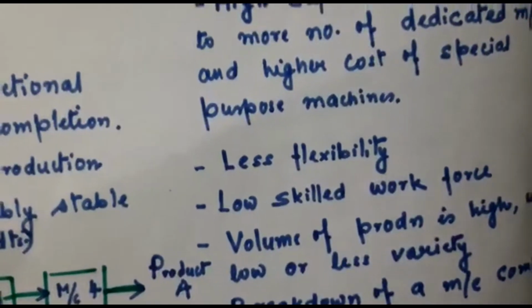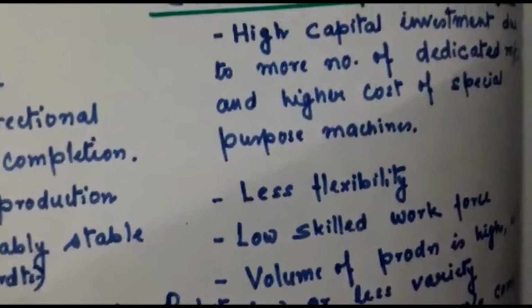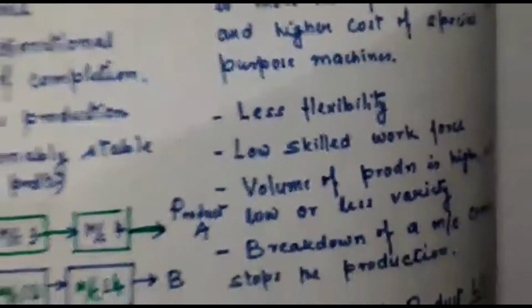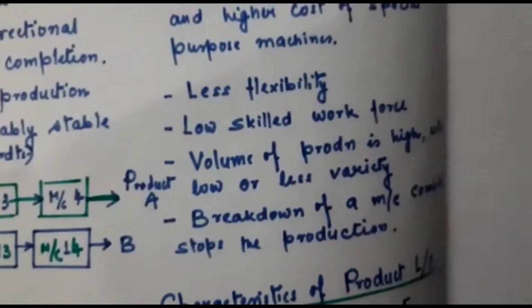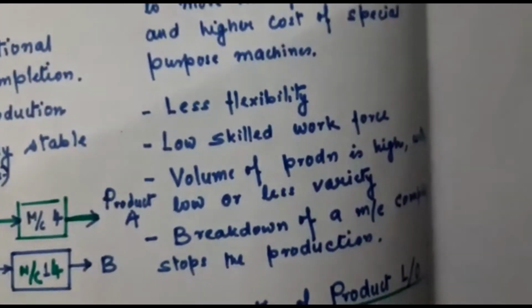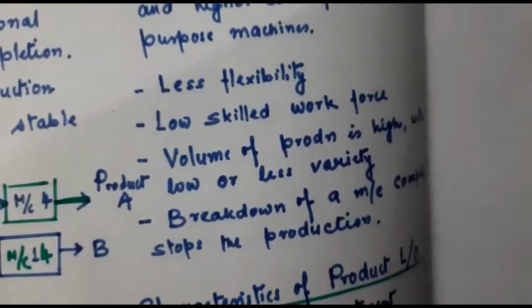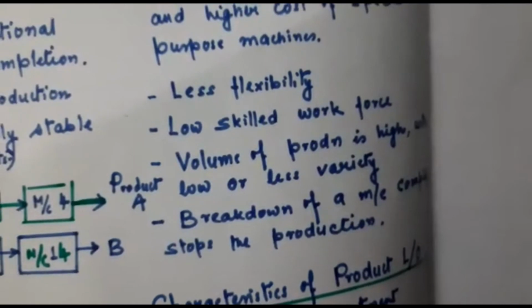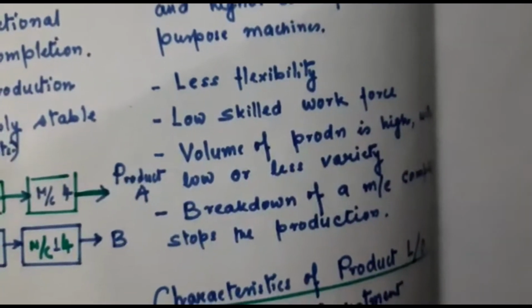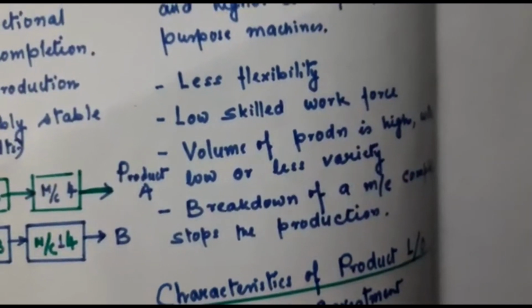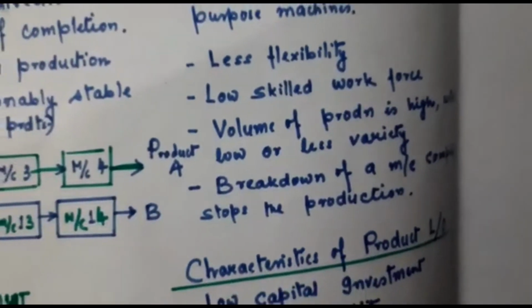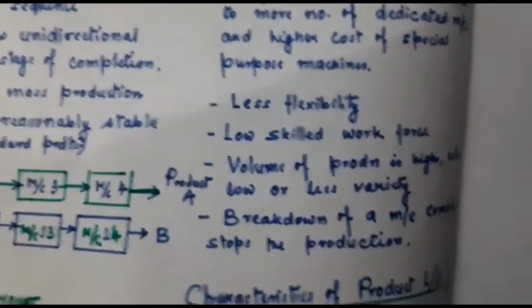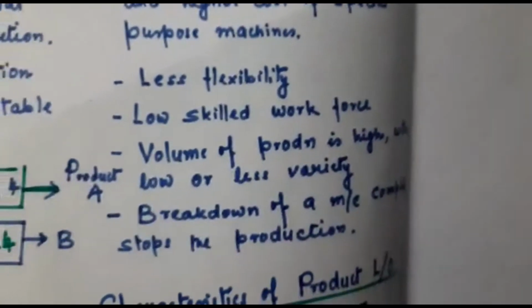And in product layout, we are producing a standardized product where all the machines are kept in sequence. So the workers have to operate on their particular work center, and so they are a low skilled workforce, right? Each worker is working on a particular work center and he has got skill for working in that particular center, and so a low skilled workforce is required for such layout.